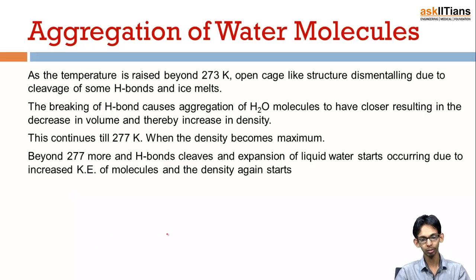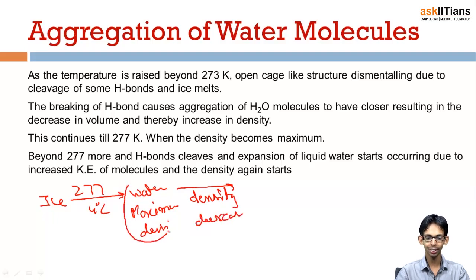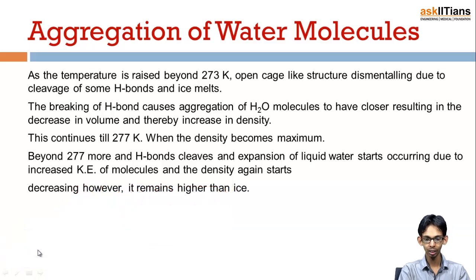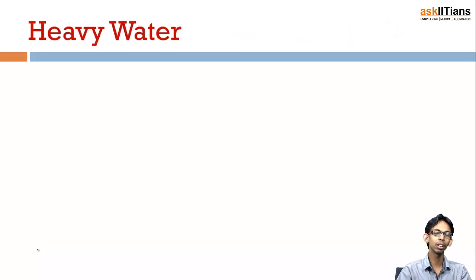So we have ice. When we melt it up to 277 Kelvin or 4 degrees Celsius, we have water with maximum density. And beyond this, density further decreases. So the maximum density of water is at 4 degrees Celsius. So this is how the water starts melting and its density changes. But still, at any point of time, the density of water is greater than that of ice. So maximum at 273. Now there is something known as heavy water.